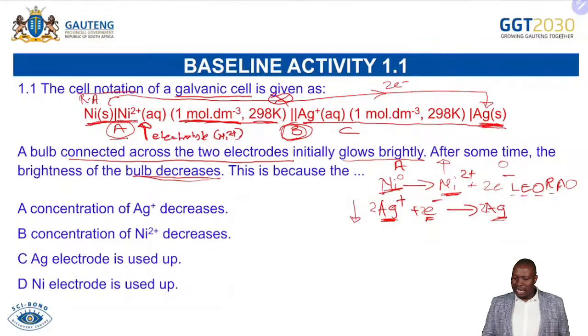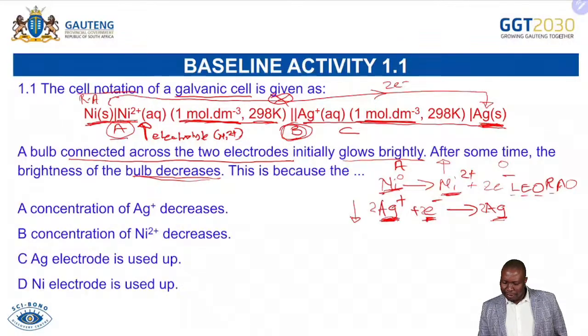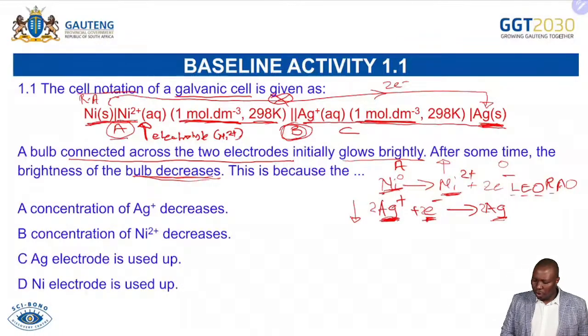What does that mean? It means that when we start, the concentration of Ag+, the electrolyte on the cathode as well, was 1 mole per cubic decimeter. And now, because this Ag+ is reacting with the electrons from the anode, definitely the concentration of the Ag+ will decrease. Hence, as the concentration of the Ag+ decreases, our EMF will decrease as well. As long as Ag+ decreases, our brightness is going to decrease.